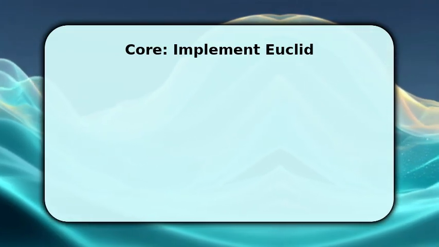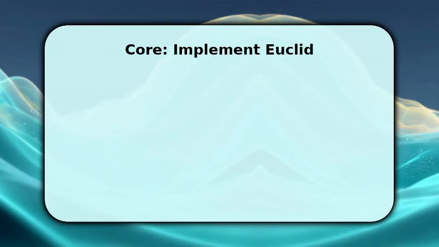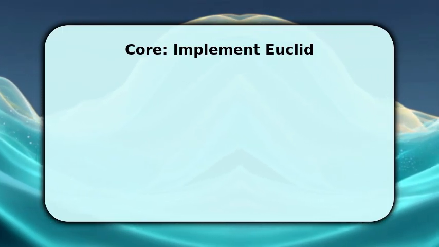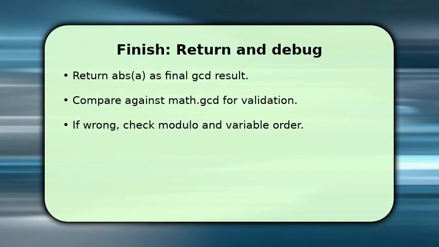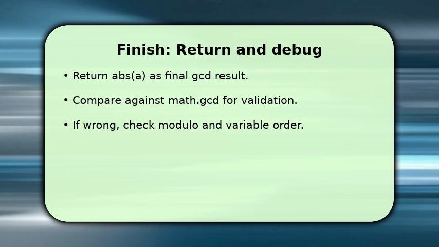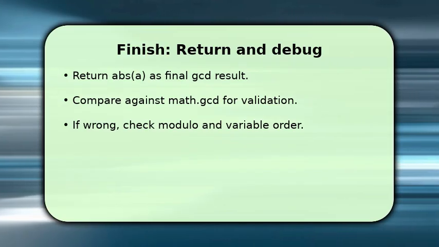Also test edge cases like coprime numbers, equal inputs, and zeros to confirm correctness and stability. Finish by returning the absolute value of a once the loop or recursion ends. That is your GCD. After that, validate your function on a variety of inputs and compare results to Python's math.gcd as a quick correctness check.